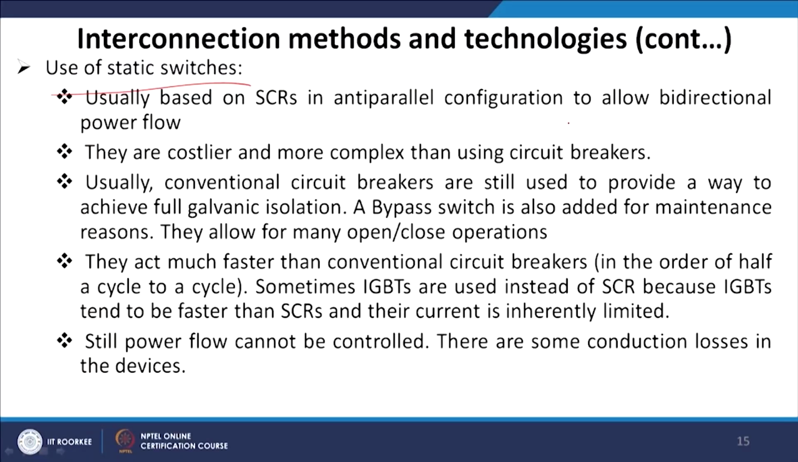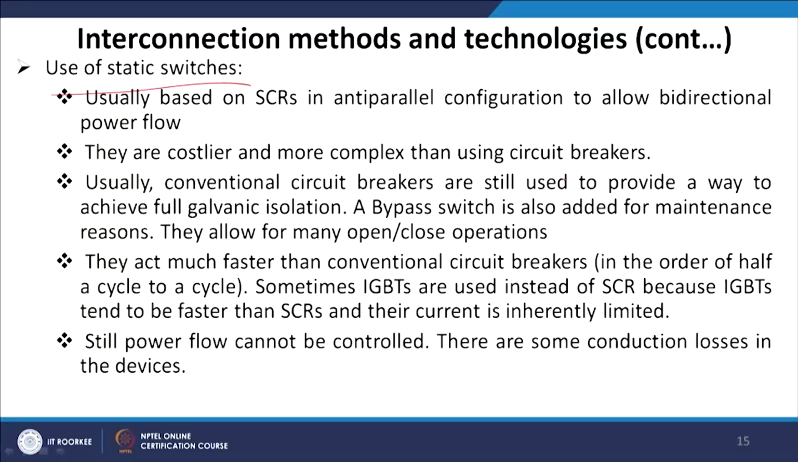Depending on the rating, nowadays we are coming with high bandgap devices, SiC. So, these SCRs can soon be replaced by IGBTs. They are costlier and more complex than the circuit breaker, but the advantage is that power flow can be controlled. Usually conventional circuit breakers are still used to provide a way to achieve full galvanic isolation. A bypass switch is also added for the maintenance region. I was saying that for maintenance purposes we require isolators. They allow many close or open operations.